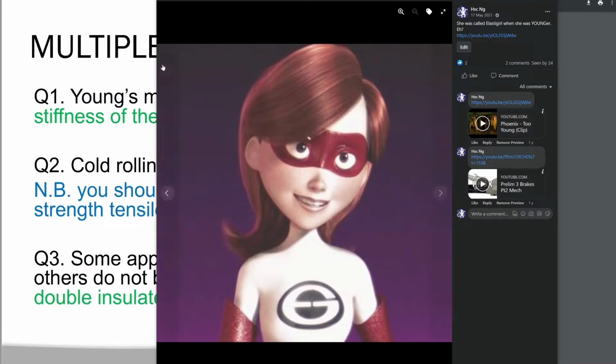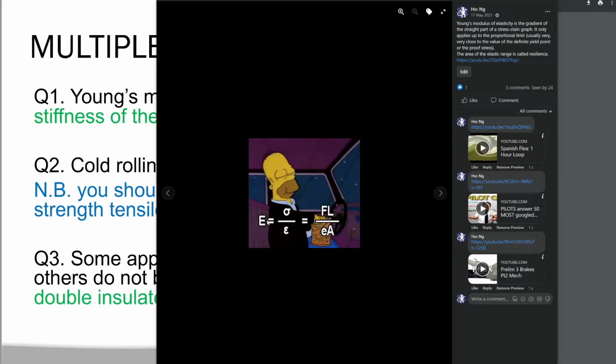And going back to Spanish Flea, so Young's modulus is the gradient of the stress-strain diagram.